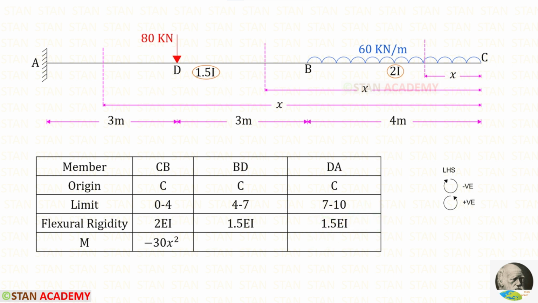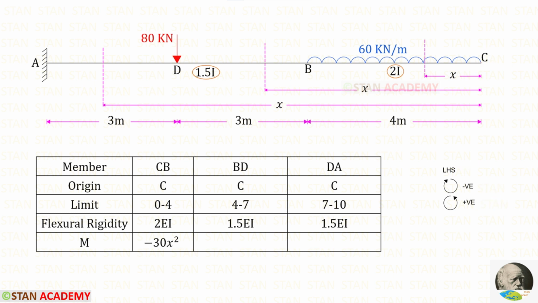Now let us find the moment M. We are going to find all of the moments from the point C. In this case, we have to follow left-hand side rule. Clockwise will be negative and anti-clockwise will be positive.